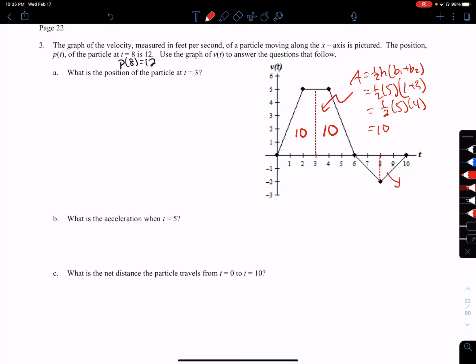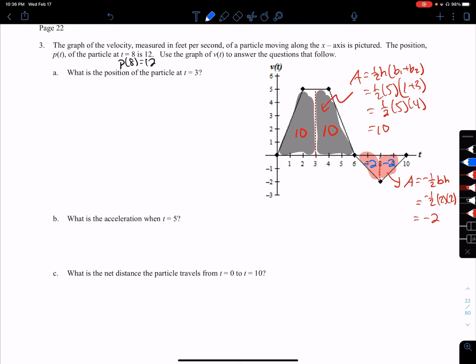Here we have a triangle. It's below, so it's going to be negative 1/2 base times height. Negative because it's below the x-axis. So its dimensions are 2 by 2. So it's negative 1/2 times 2 times 2. 2 times 2 is 4. Half of that's 2. So this area is negative 2. So each of these are negative 2. And each of these we said are 10.